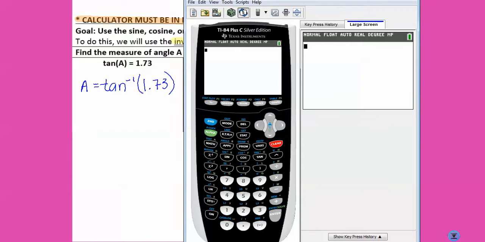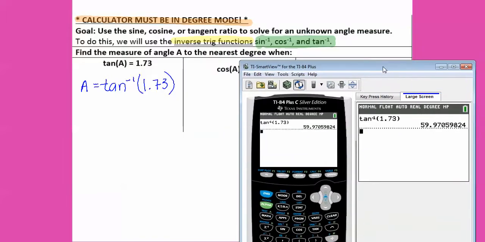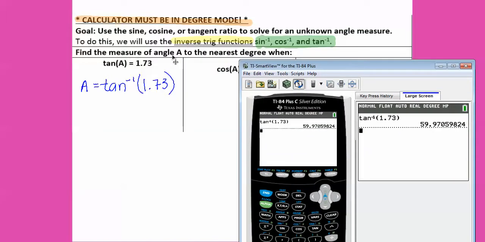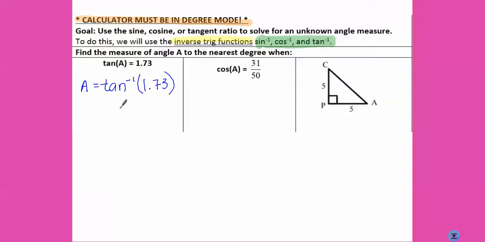Now, if I type in tangent inverse, which is second tangent, of 1.73, I get this big long decimal. Now let's look and see what they asked us to round to. It says find the measure of angle A to the nearest degree. That means the same thing as the nearest whole number, so this would round to 60 degrees.